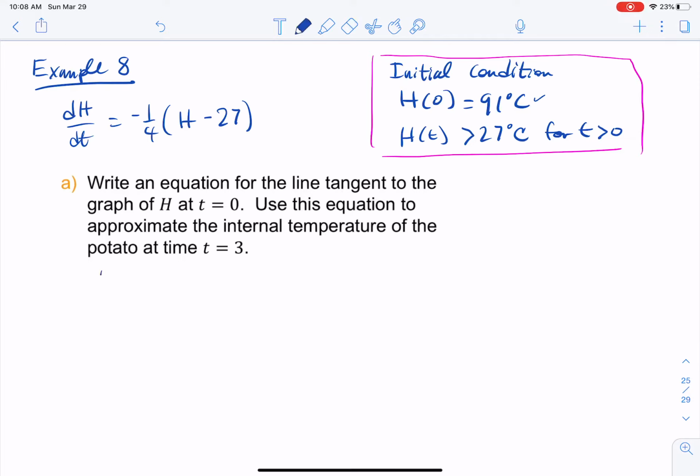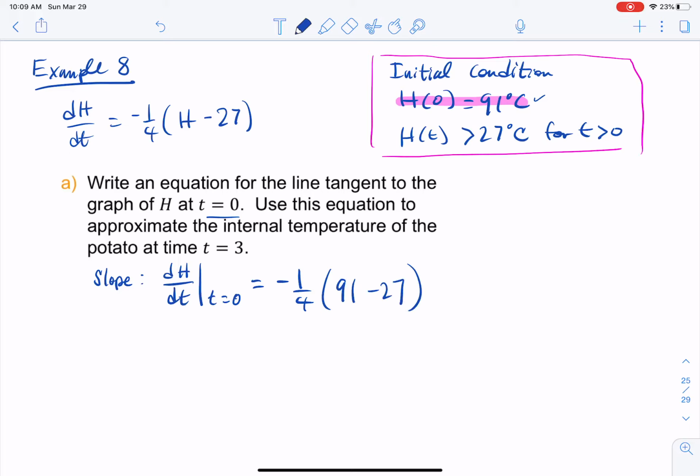So the slope, of course, is going to come from dh/dt at t equal to 0, which is equal to, now let's just plug 0 into our differential equation. Negative 1/4 times, wait, there's no t. There's an h. If only I knew what h was equal to when t is equal to 0. Actually, I do. It's right there. It's our initial condition. h is going to be equal to 91 when t is equal to 0. So I'm going to plug a 91 in here, minus 27.